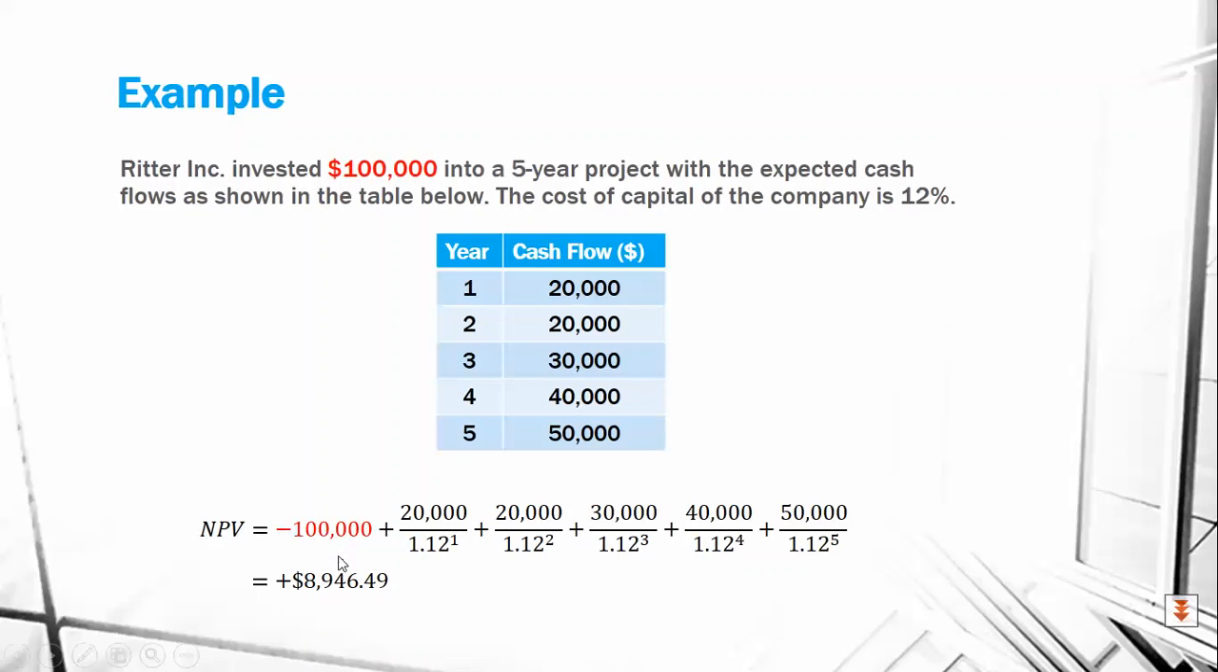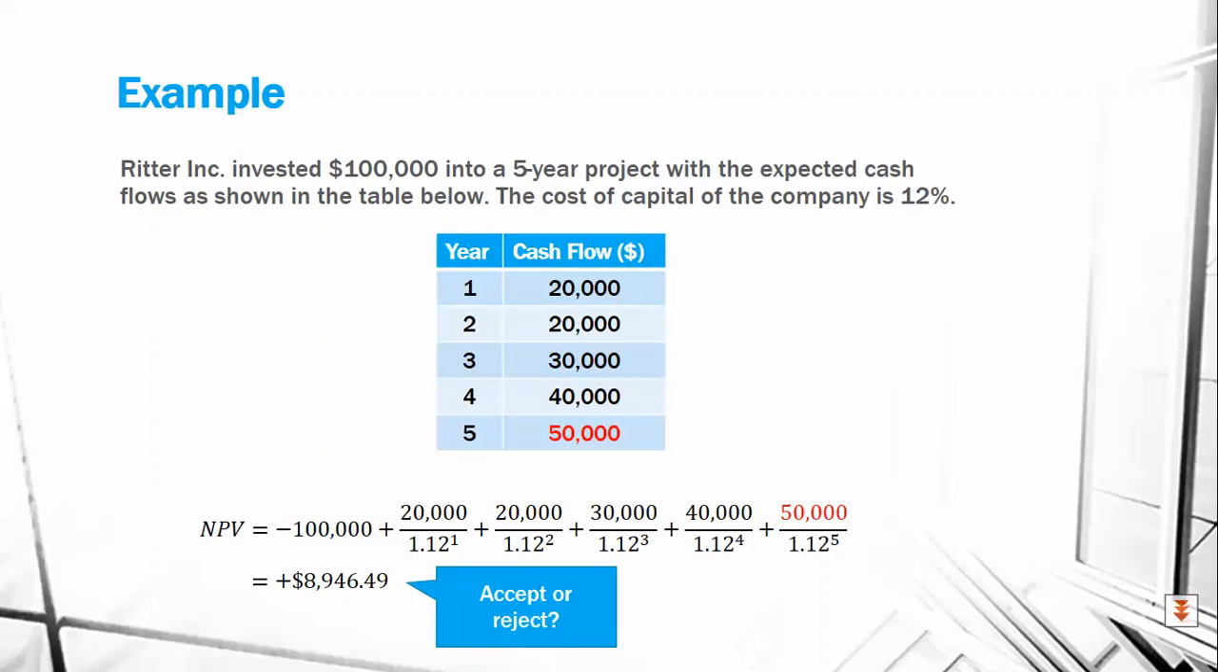So, in this case, 100,000 is a negative cash flow, as we'll need to invest this sum of money at the beginning. Then we will have 20,000 in the first year, discounted at 12%. Then in the second year, we have another 20,000. In the third year, we have the 30,000. Fourth year, we have the 40,000, and fifth year, we have 50,000.